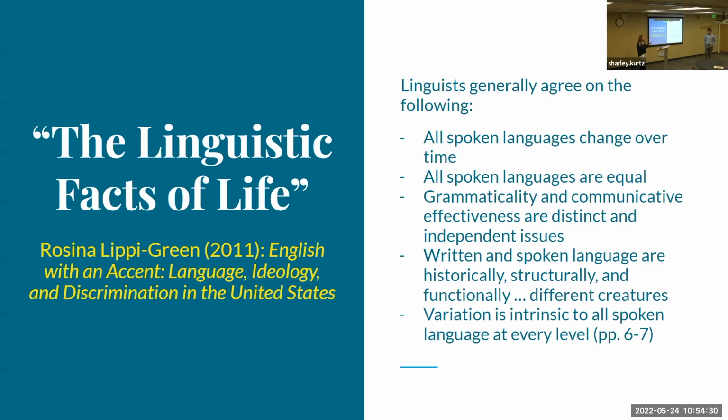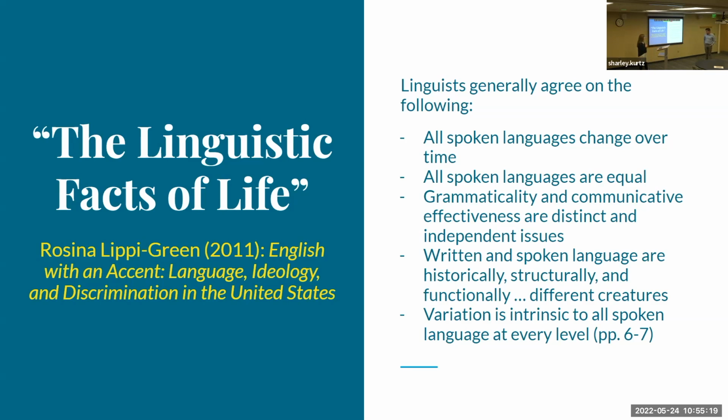Grammaticality is different than communicative effectiveness. You can still be effective as a communicator even if you don't put a sentence together in a grammatically correct way. These are distinct and independent issues. Another thing is that written and spoken languages are historically, structurally, and functionally different things. In English, we tend to have a sense that these are the same, or that we should be writing as we are speaking, or vice versa. But these are different things. You have a lot more control when it comes to writing, because you can revise and correct, but when you're speaking, you can't take it back.